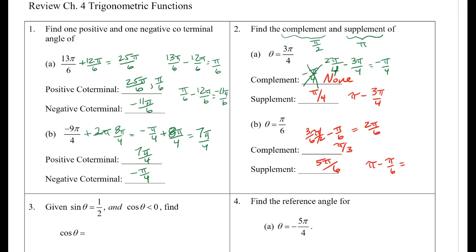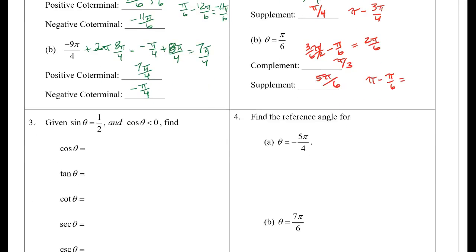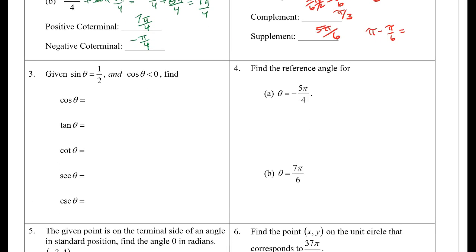Simplify that, and again I can just think about that logically, and I get 5 pi over 6. Moving on to 3, given that the sine of an angle is 1/2 and the cosine is negative, find all my trig functions. So if sine is a positive value and cosine is a negative value, we have to be in quadrant 2. So I'm going to sketch that triangle real quick in quadrant 2.